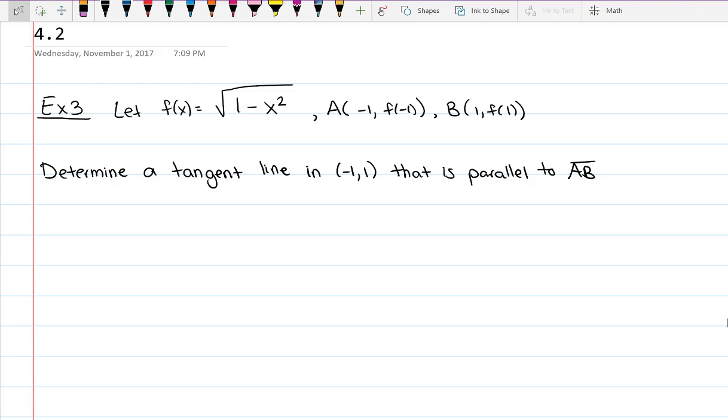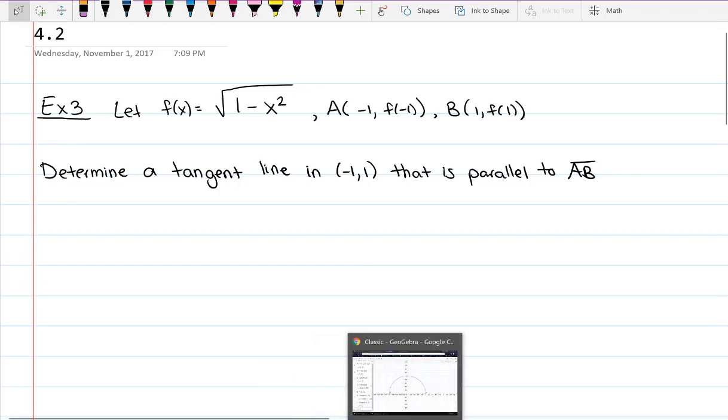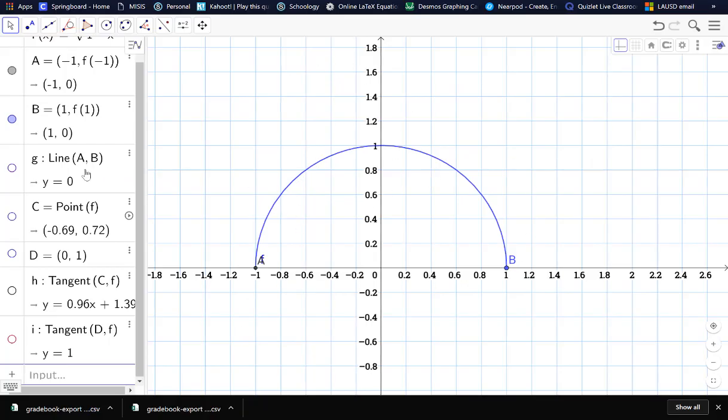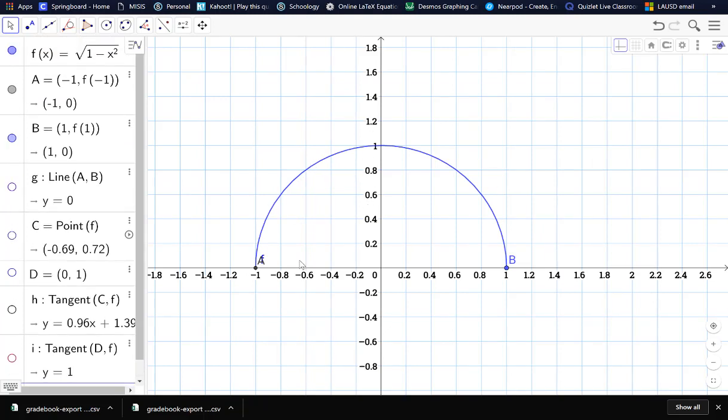The reason that the negative 1 and the 1 are in an open interval is because that's what I need to be differentiating towards. So let's go ahead and take a look at this graph and see what it looks like from the interval negative 1, f of negative 1, and 1, f of 1. So if I bring up the graph, here it is. This is the graph of the square root of 1 minus x squared, and you can see its domain is actually just negative 1 to 1.